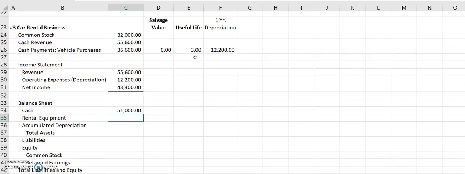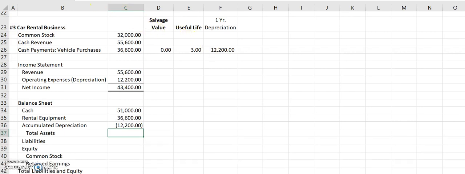Our rental equipment that we purchased, our historical cost of that was $36,600. The accumulated depreciation after 1 year is $12,200. That's all we've accumulated after the asset's first year of operations. So our total assets at this point are going to be our cash, our rental equipment, minus our depreciation that we've accumulated.